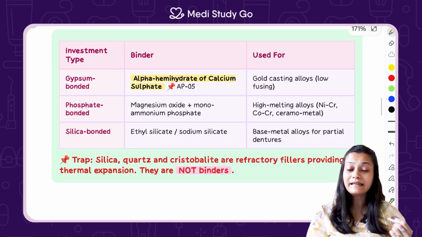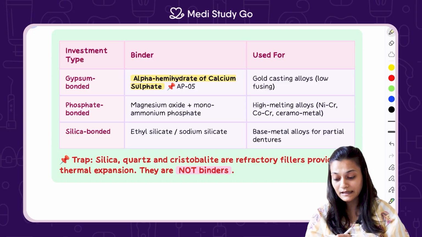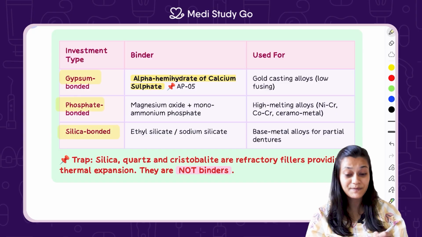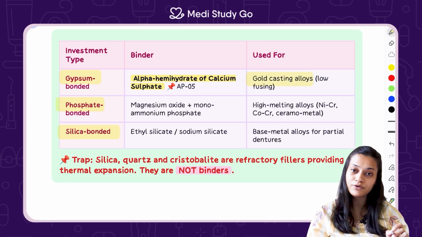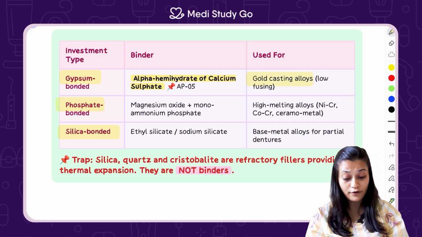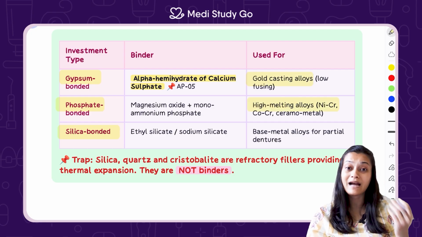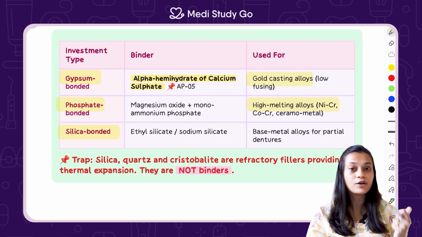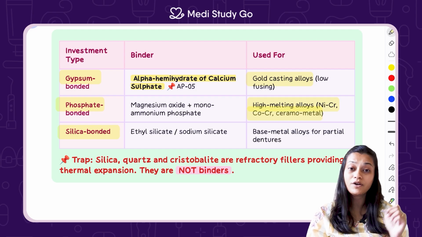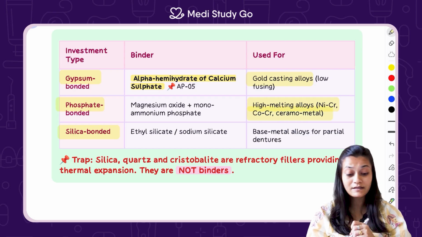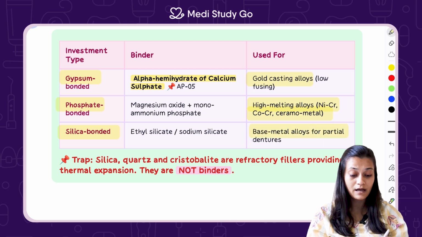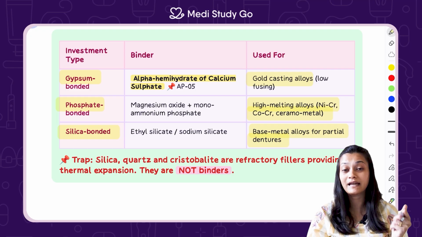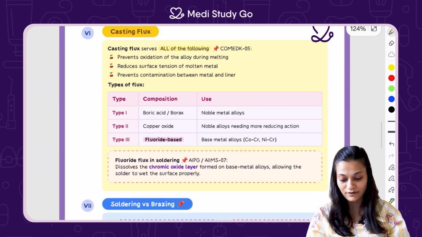So just to quickly revise, what are the three investment materials? Gypsum bonded, phosphate bonded and silica bonded. Gypsum bonded will be used for low fusing, particularly gold. Your phosphate for high fusing or high melting alloys, which is cobalt chromium, nickel chromium, or your metal ceramic. And your silica bonded will be used for base metal alloy for partial denture but is no longer used because of the health hazards and technique sensitivity.